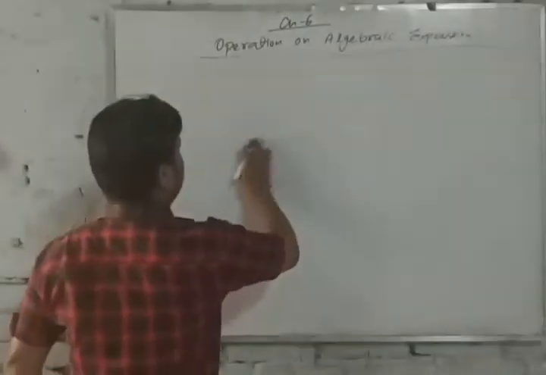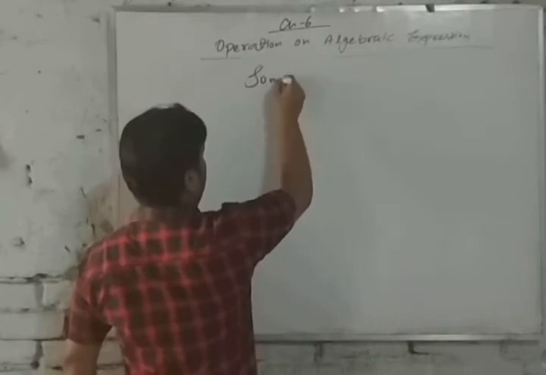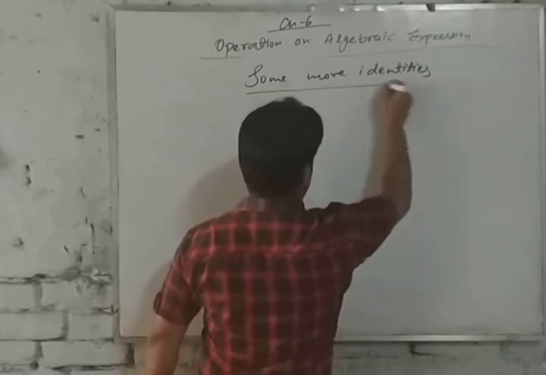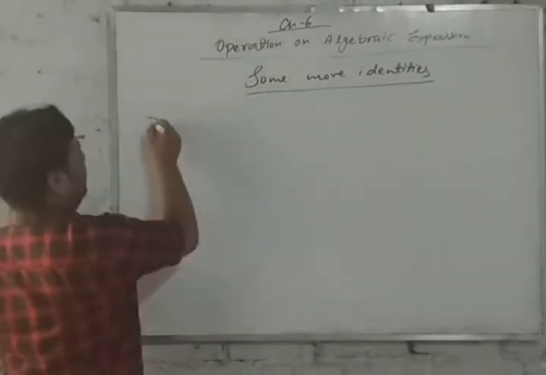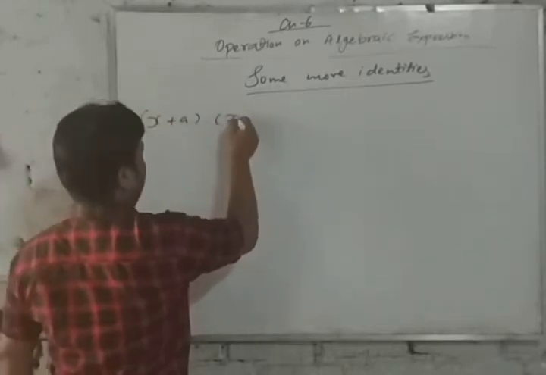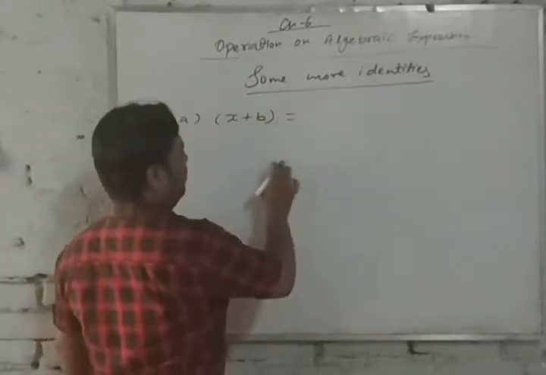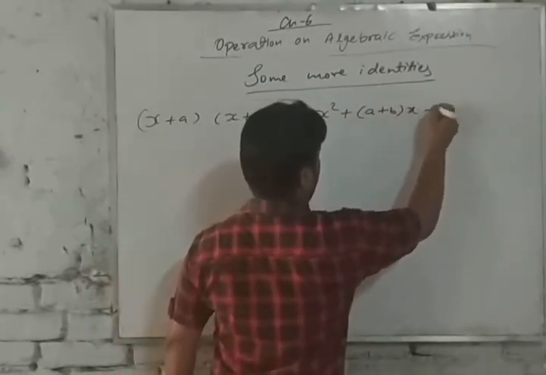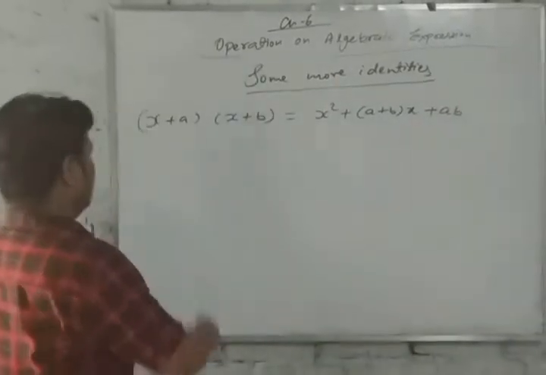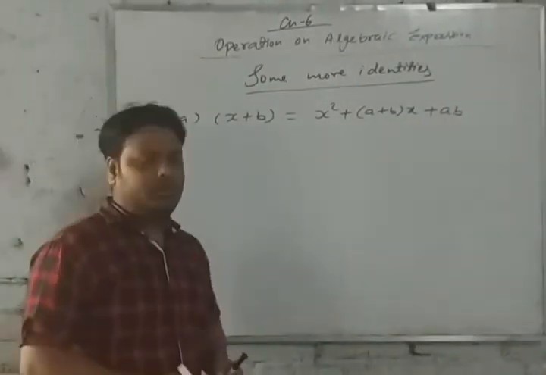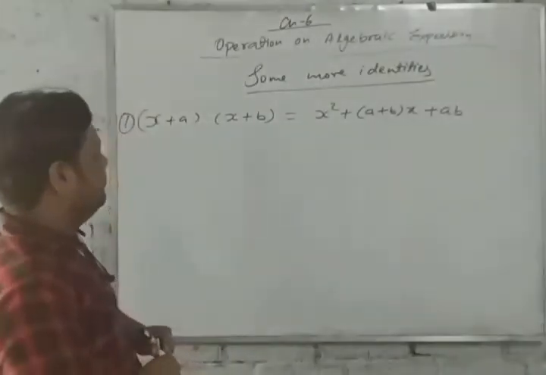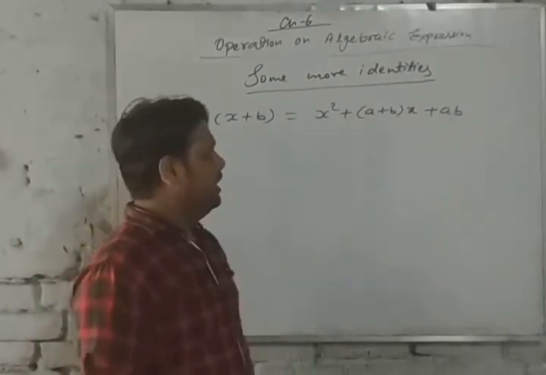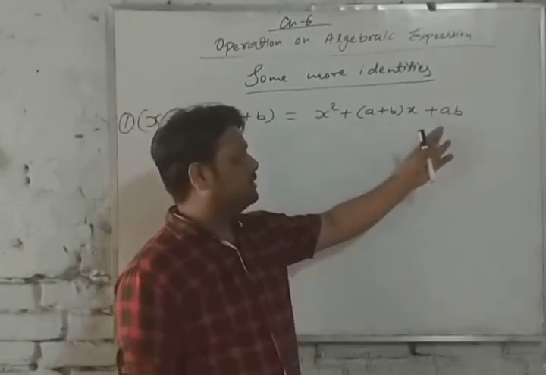The first identity is (x plus a) into (x plus b) is equal to x square plus (a plus b) into x plus ab. So this is the first identity of today. Now here, how can we say that (x plus a) into (x plus b) is equal to x square plus (a plus b) x plus ab?